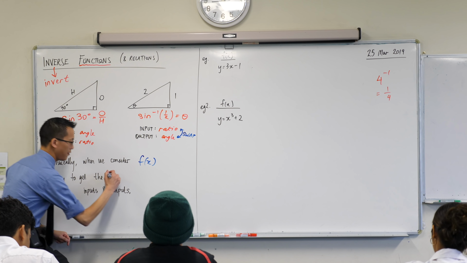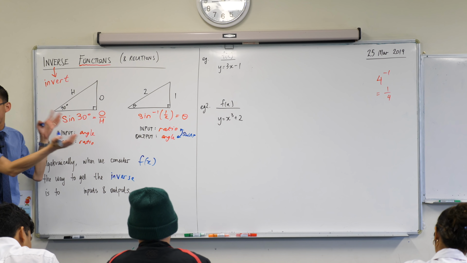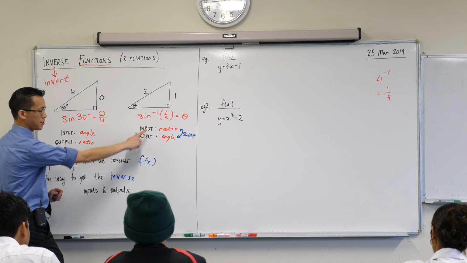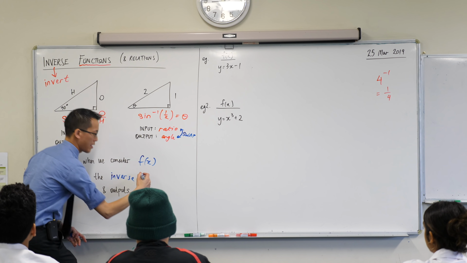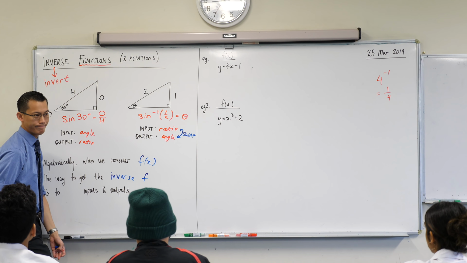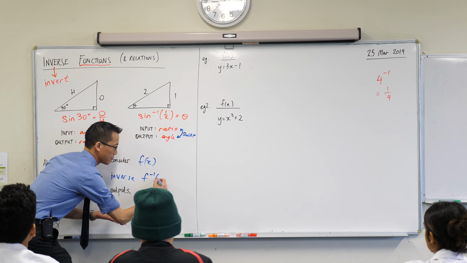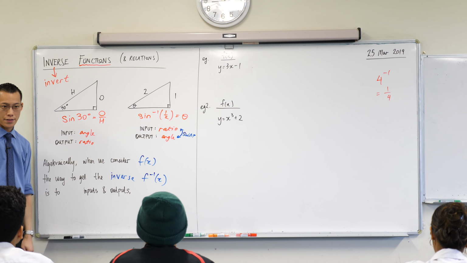The way to get the inverse, and we're going to use the same notation that you've seen from the inverse trig functions, so see that minus 1? I'm thinking of it as my shorthand for saying inverse. So instead of writing f, I'm going to write f, and then put up minus 1. I read this as the inverse of f of x.